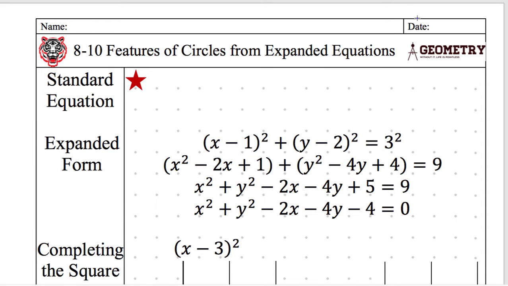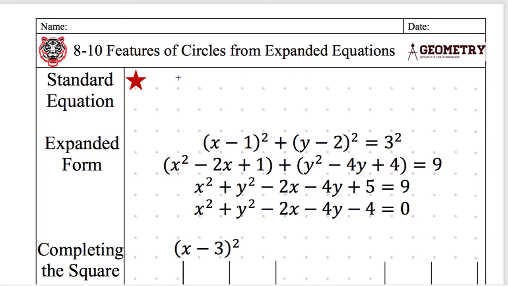All right, we are in geometry, lesson 8-10. We are 2 lessons away from finishing this entire unit. We have 8-11 tomorrow on Wednesday, then we go skiing, and then we have our last quiz of the entire unit on Friday. So just know that we have a quiz on Friday.